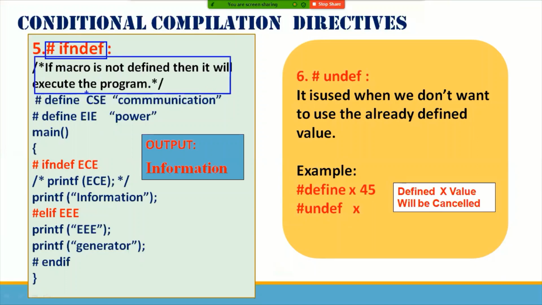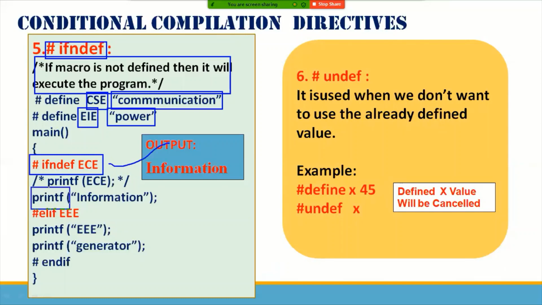The first one is the CSV macro defined and its value is communication. And another one is the EIE symbol, its value is power. Now, in the main function, #ifndef ECE. The ECE macro is actually not defined, only CSV and EIE are defined. So ECE not defined, so the ifdef condition is false. If the ifndef condition is true, then immediately this printf statement will be executed. So the output is information.